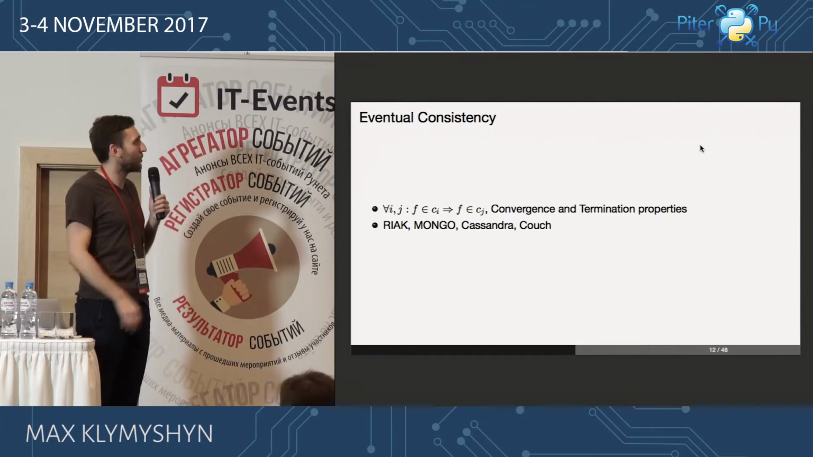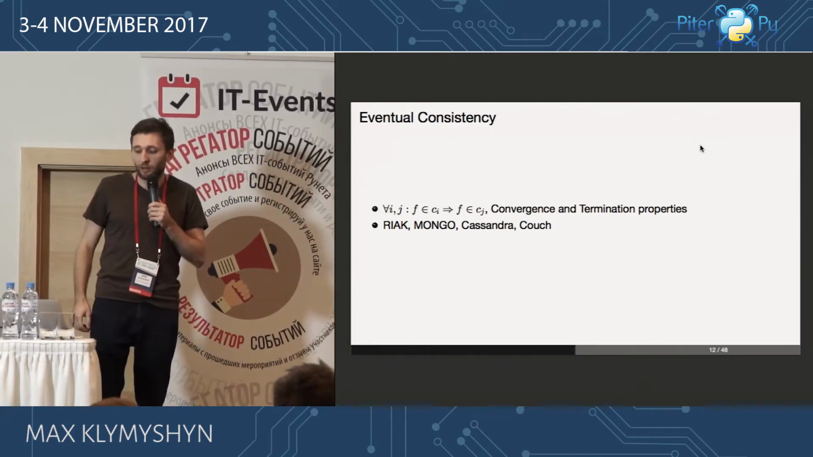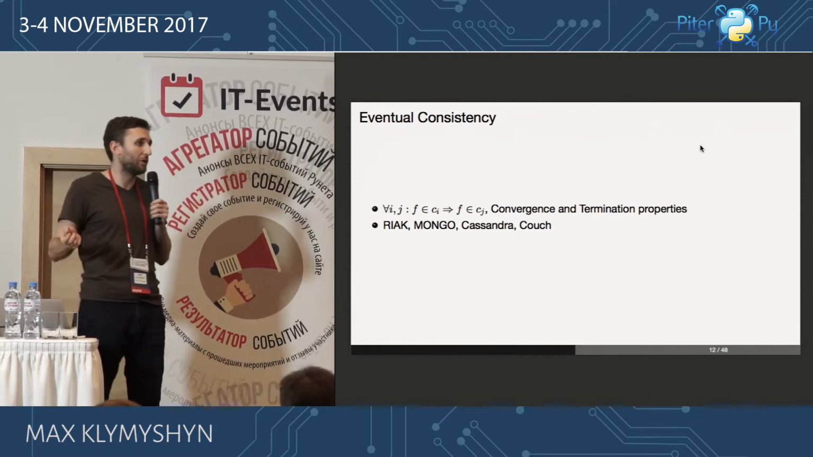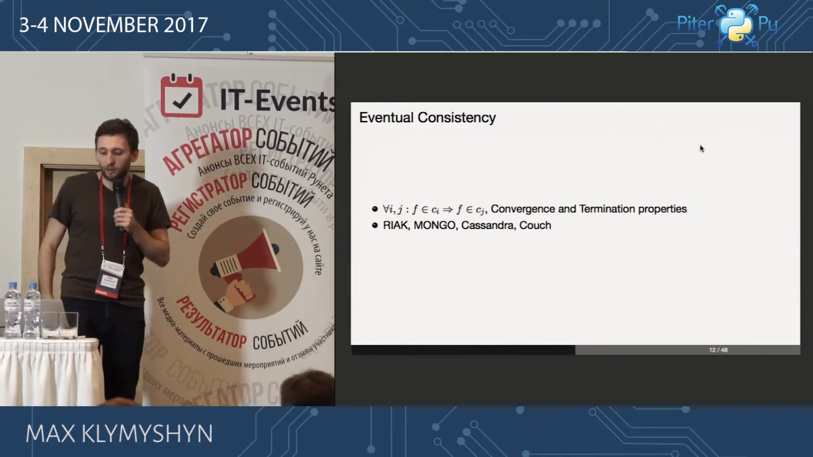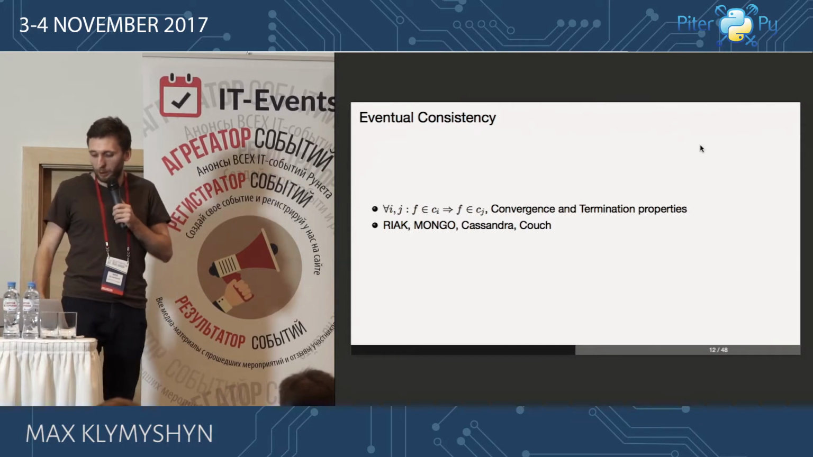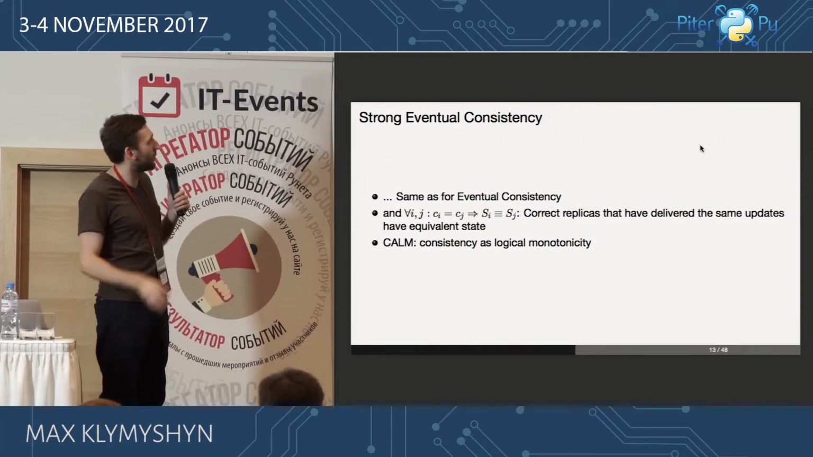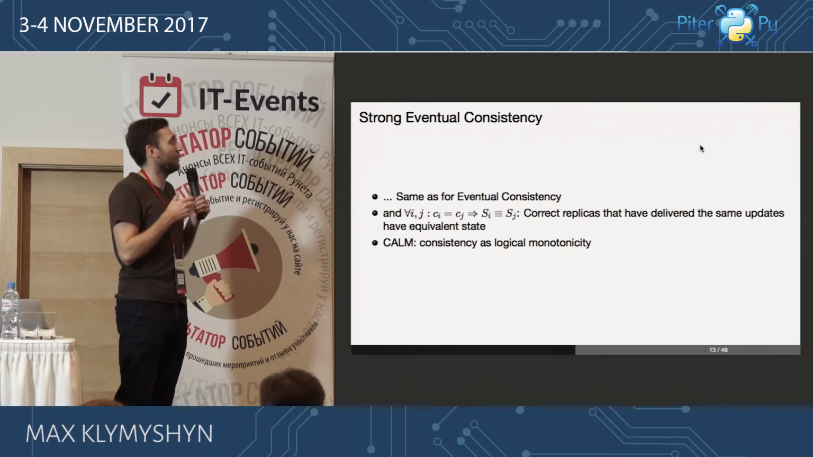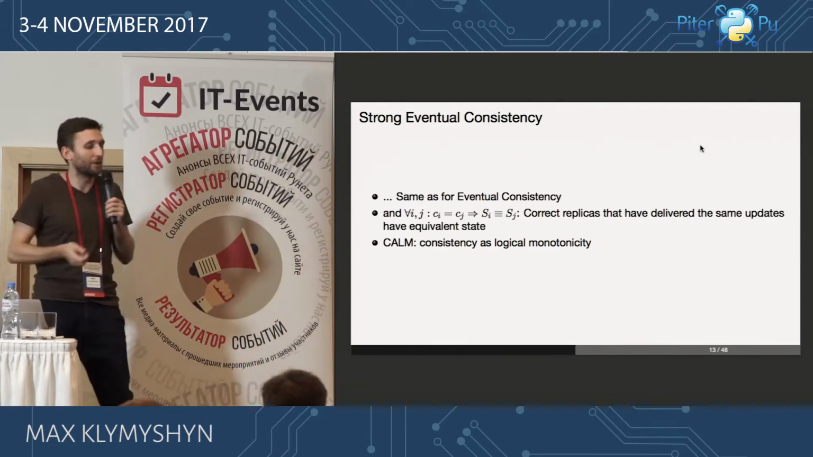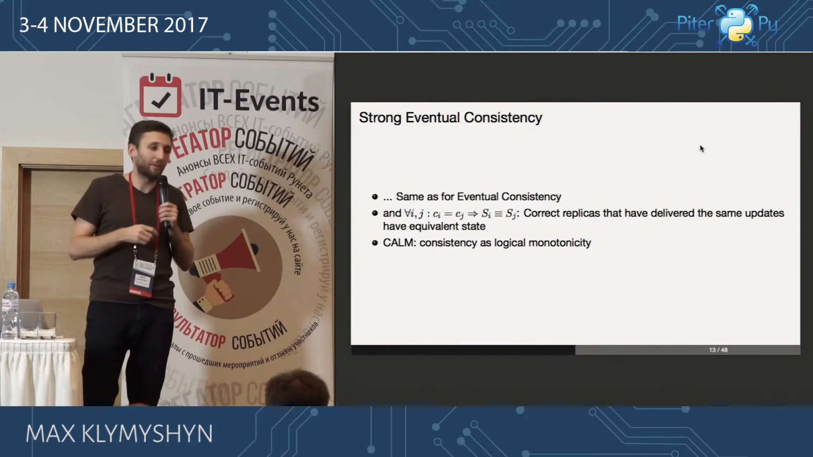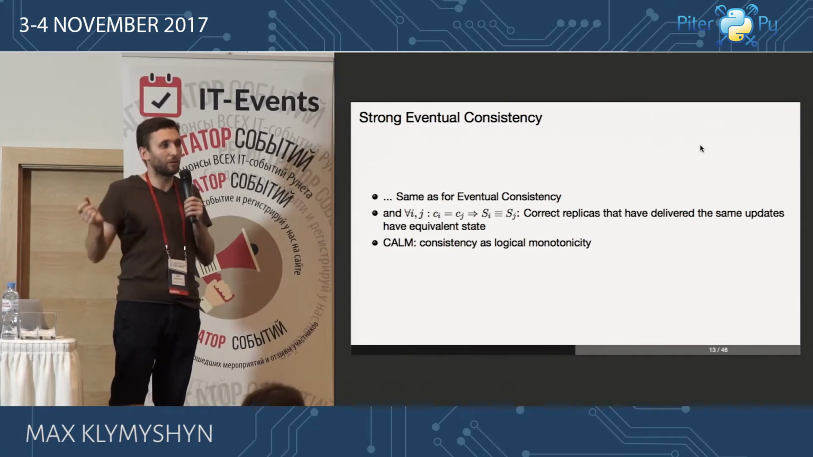And a famous thing about this, famous databases which employ this model: Riak, Mongo, Cassandra, CouchDB. I think CouchDB was the first open source one, and after that Mongo and others were introduced. And a subset of eventual consistency is called strong eventual consistency, which has the same properties as eventual consistency, but also an additional guarantee which says that if we receive all updates from all replicas, the states between all replicas will be equivalent.